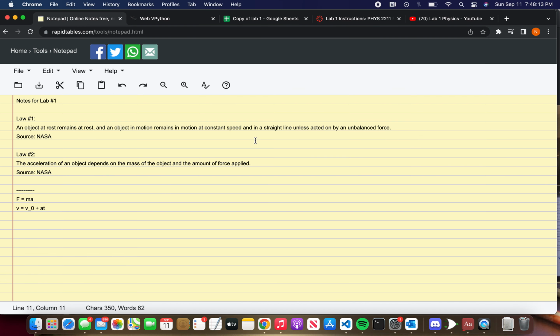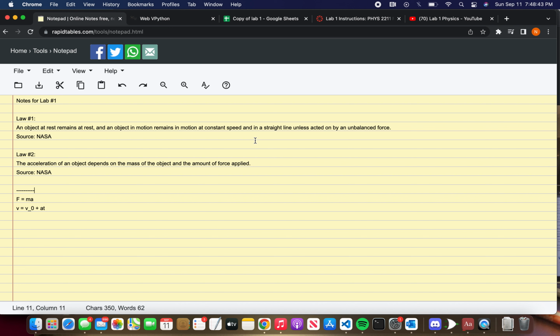First off, we want to discuss some of the fundamental physics principles that underlie the idea of an object at a constant velocity, particularly Newton's two laws of motion. The first one states an object at rest remains at rest, and for our experiment, an object in motion remains in motion at constant speed unless acted on by an unbalanced force.